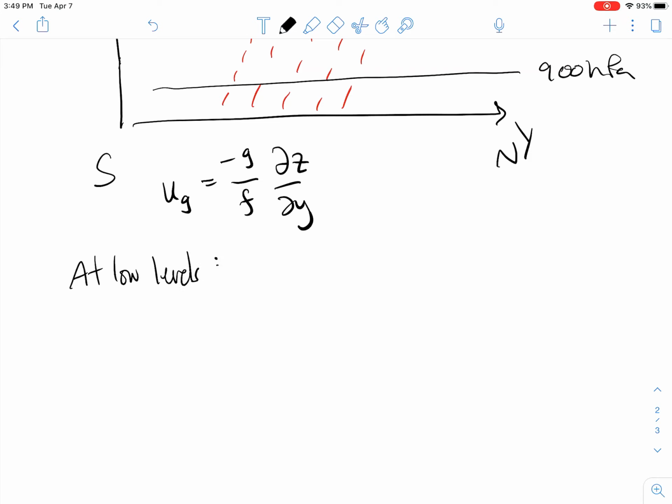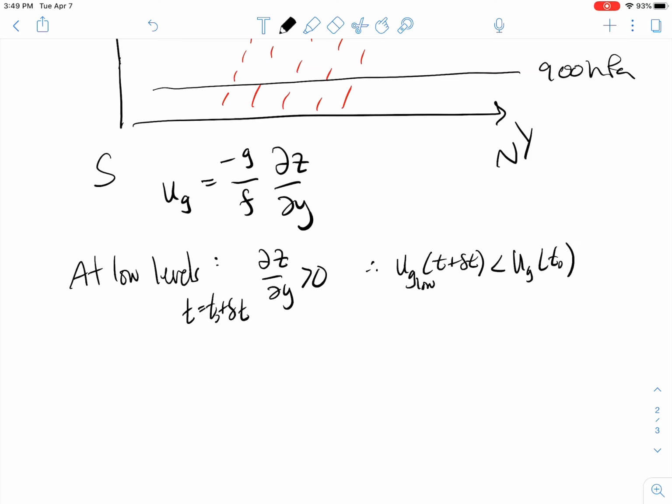And so at low levels, we know that in general we're going to have very little change, but at our time t equals t naught plus delta t, we are going to have a dz dy that is greater than 0, such that our UG now at low levels at time t plus delta t is going to be less than our UG at time t naught. It's going to be even more negative.